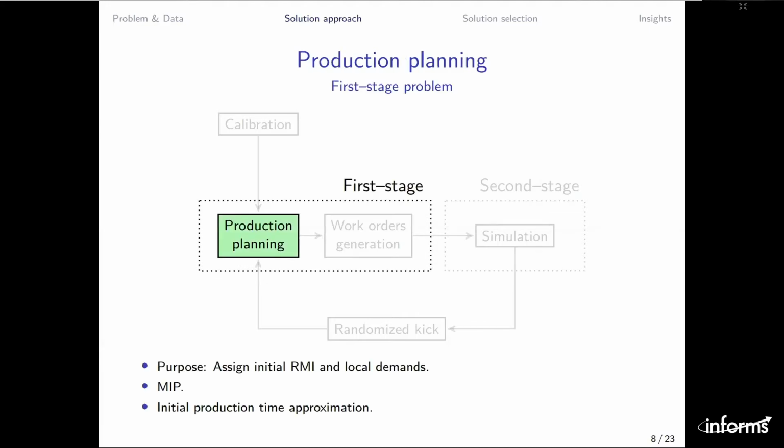As was mentioned, in production planning, we design a production plan. In other words, we assign the initial RMI and a demand to each location by solving a mixed integer program, which considers transportation and capacity constraints and handles the trade-off between cost and makespans. This model just solves the first stage problem. This means that it assigns demand and initial RMI to each location without knowing the consequences on the second stage problem. To estimate this impact, we included a linear function that approximates the production time at each location. I will later point out how to improve this estimation.